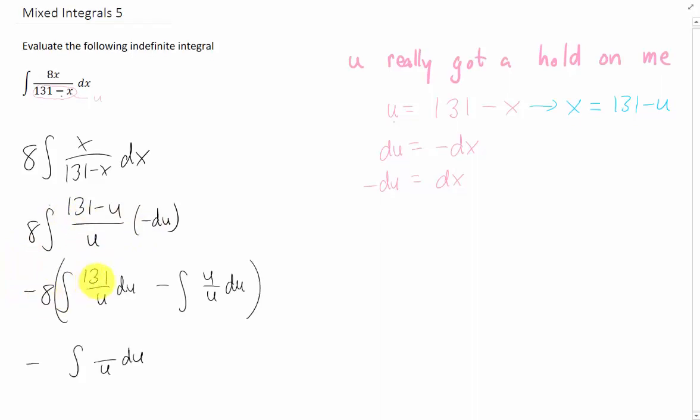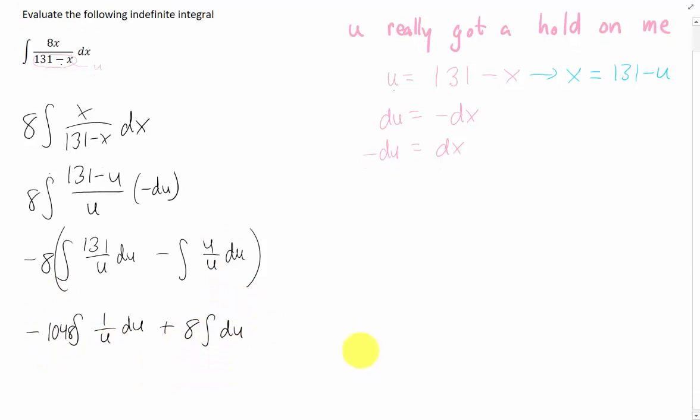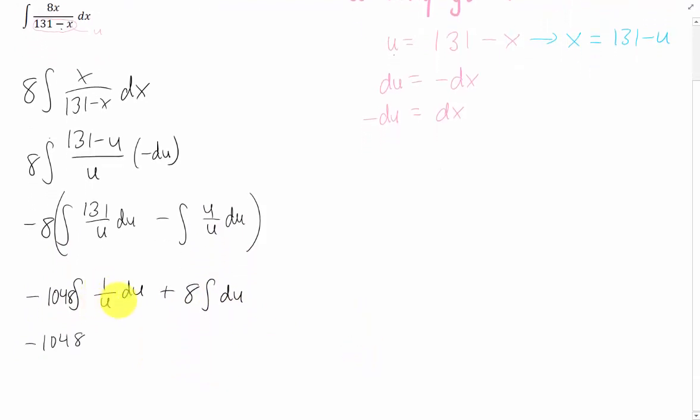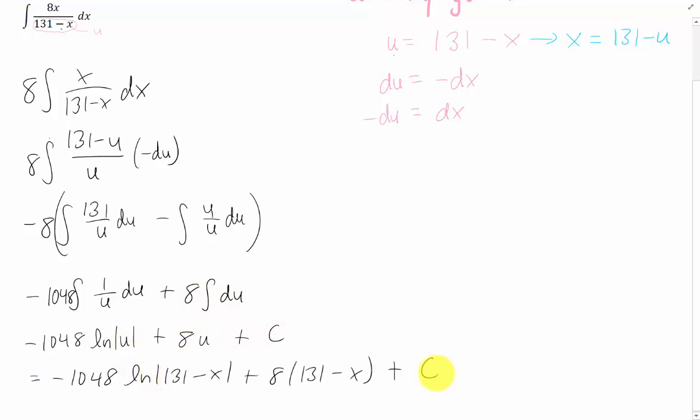8 times 131 is 1048, and u over u is just 1. So I think that we've simplified this thing down as much as we possibly can. Now it's time to integrate. The integral of 1 over u du is just the natural log of the absolute value of u, and the integral of du is just u. And we're pretty close to a final answer. We can just substitute back what u was, and we should be finished.